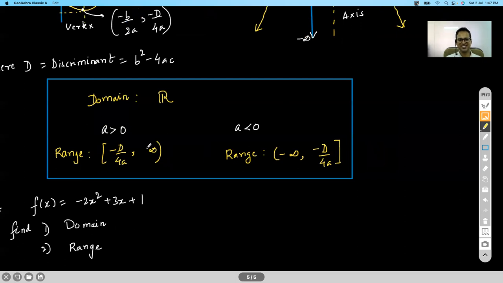Domain is easy. Domain, you don't have to worry about. What's the domain answer? All real numbers, right? All real numbers. Okay. So I'm more worried about the range. So give me a response for the range. Correct, Sanjana. Correct.